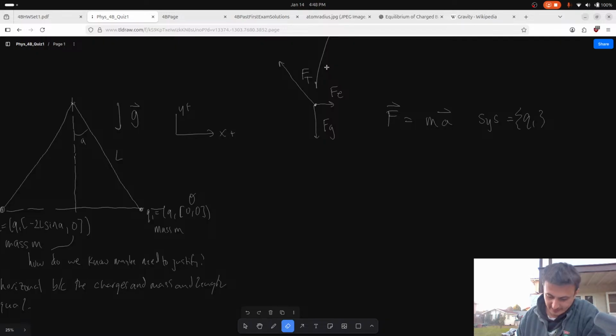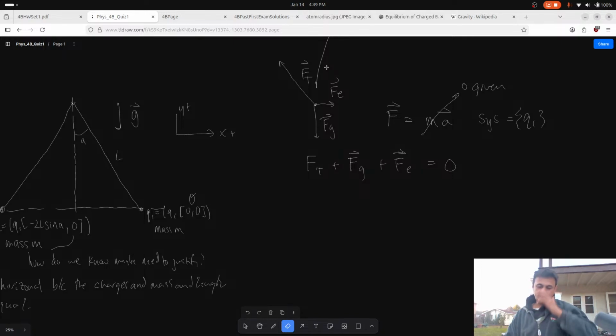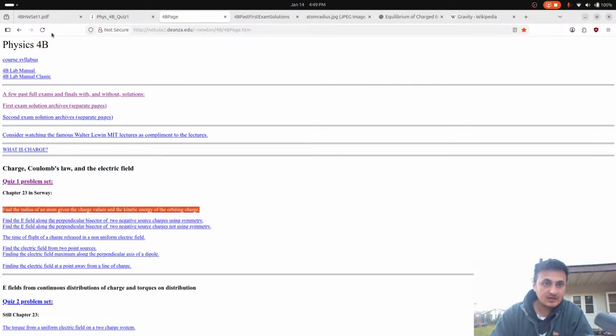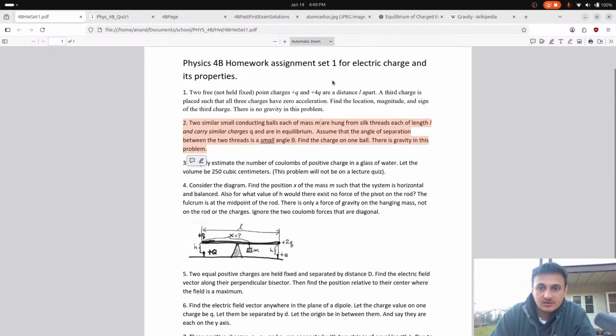So now we know that FT plus FG plus FE is equal to 0. This is 0 given. Okay, is it given? I don't know. Or in equilibrium. Okay, so we're good.